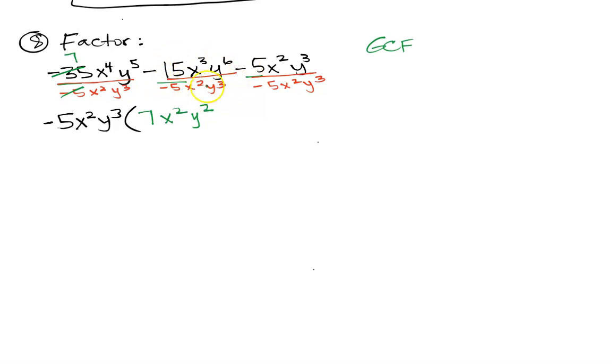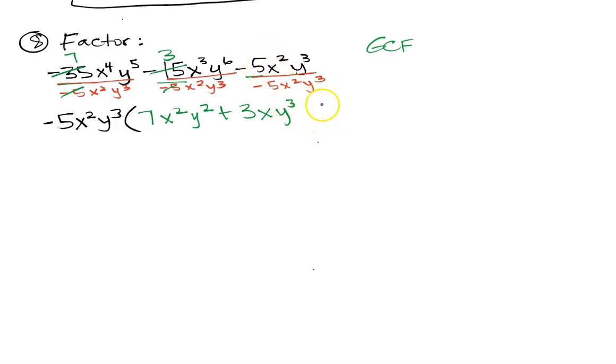Now let's move on to that second one. Negative 5 divides into negative 15, positive 3 times, so plus 3. And then with my x's, I just have 1 x left. With my y's, I still have y to the 3rd. Remember I'm subtracting those exponents.